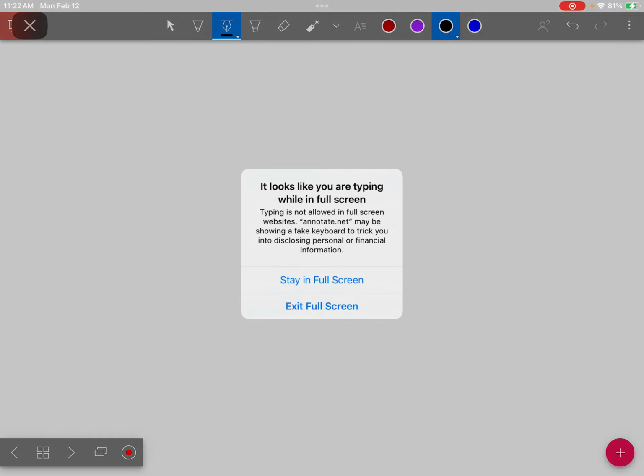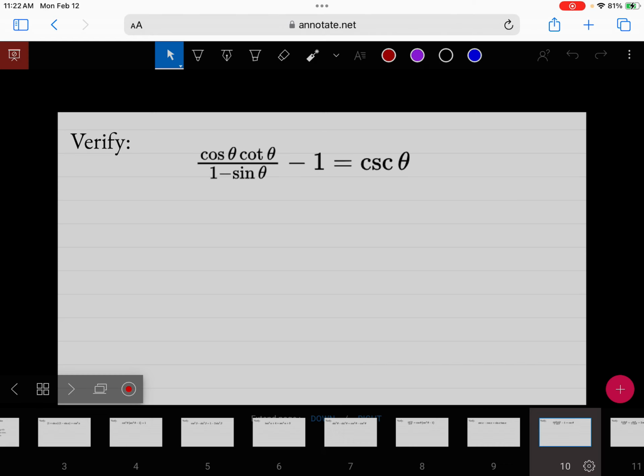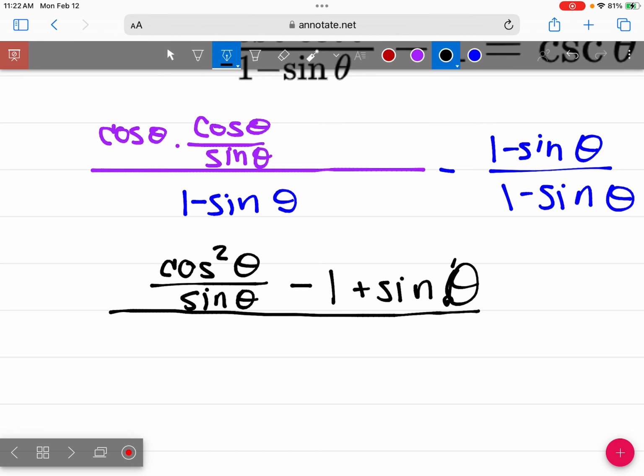sine of theta. Oh my gosh, stay in full screen. My screen's being a grumpy guest. There we go.